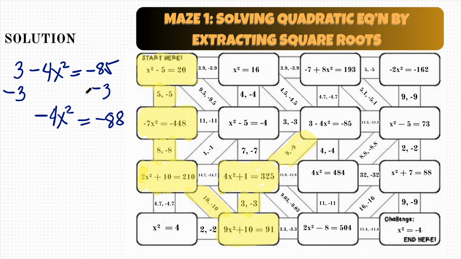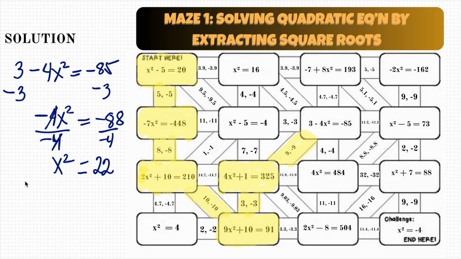Because negative 85 minus 3 is going to be negative 88. So when we have negative 4x squared equals negative 88, we have to divide by negative 4 because we have to eliminate this one. This one will cancel. X squared equals negative 88 divided by negative 4. That is 22.